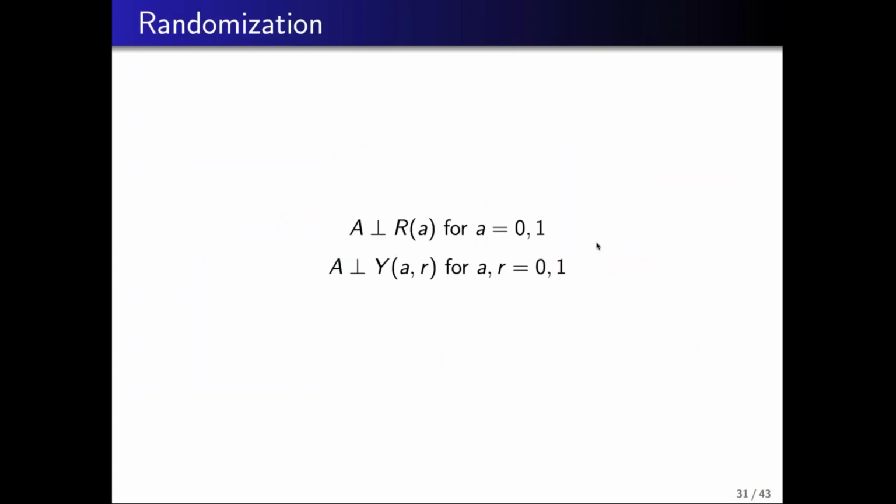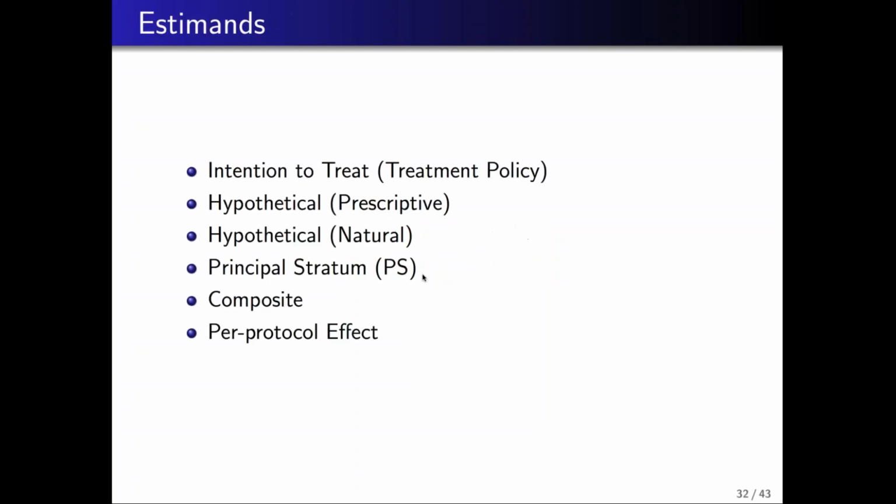So under randomization, what I have is that my treatment assignment is independent of my potential outcomes because they're just traits. So A is independent of R of A, and A is independent of your death outcomes under treatment little a and rescue medication little r.